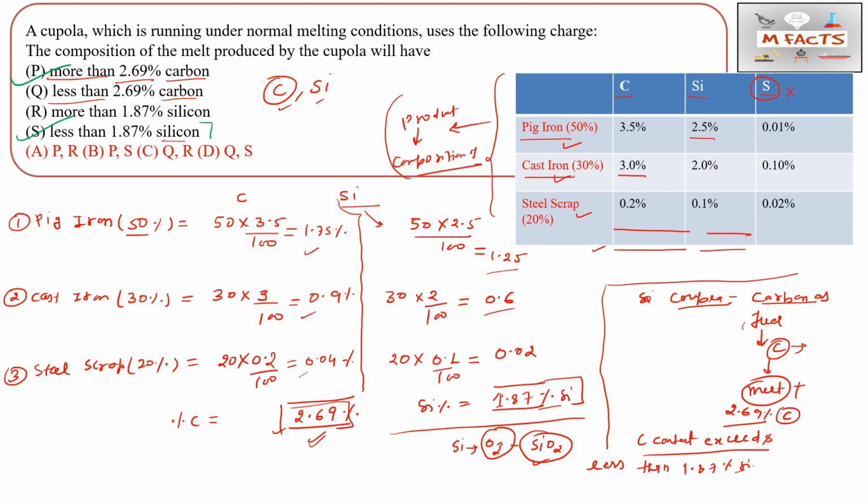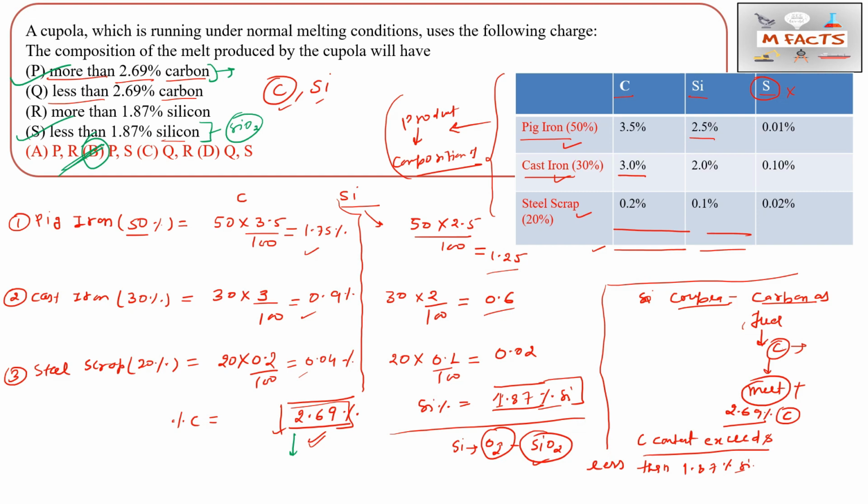I already told you carbon will also come from the fuel part, so that will increase the carbon percentage to more than 2.69%, and silicon will react with oxygen and produce SiO2. That's why the 1.87% silicon will reduce, or the silicon content will decrease. So the correct answer for this question is PS, and PS is option B. So part B is correct for this question.